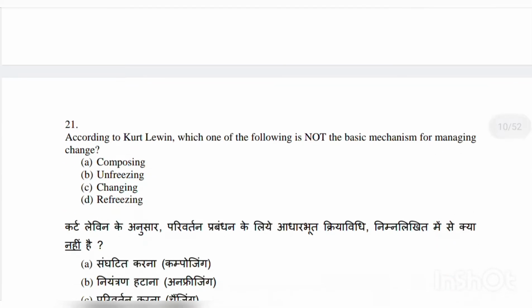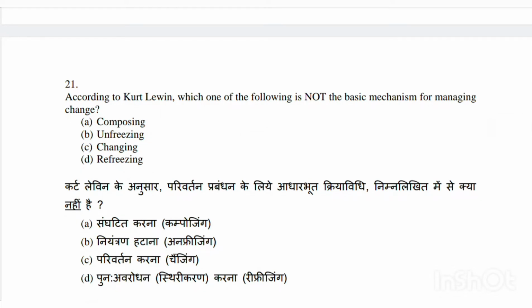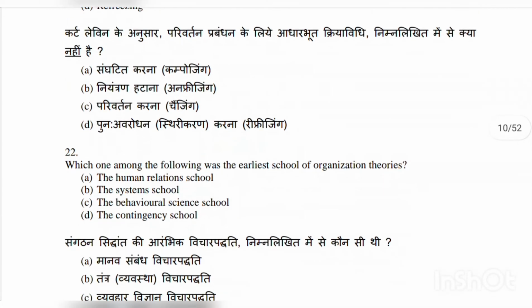Question 21. According to Kurt Lewin, which one of the following is not the basic mechanism for managing change? The one that is not a basic mechanism for managing change is composing. All the others are for managing change. Unfreezing, changing and refreezing are all part of change management.